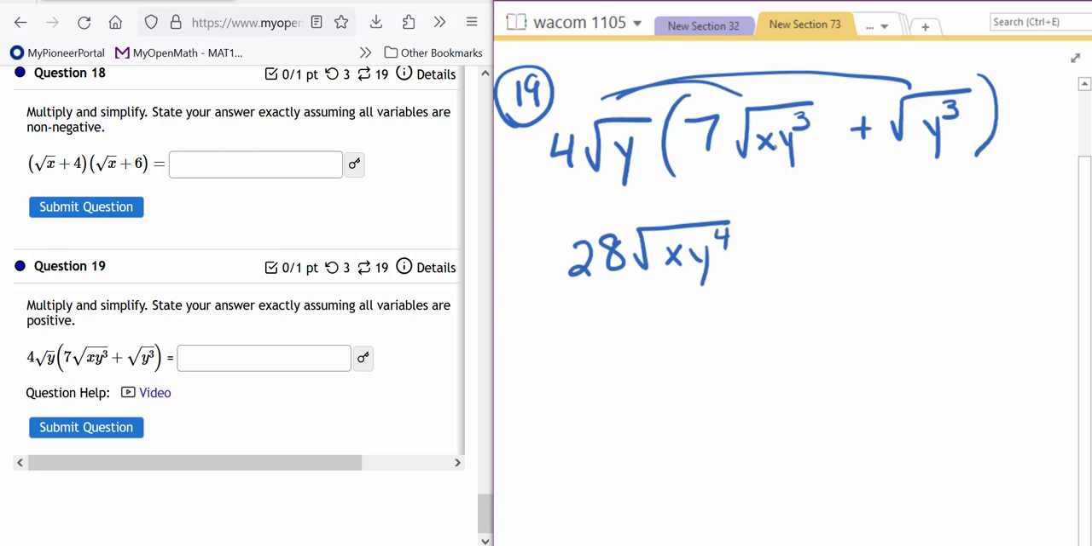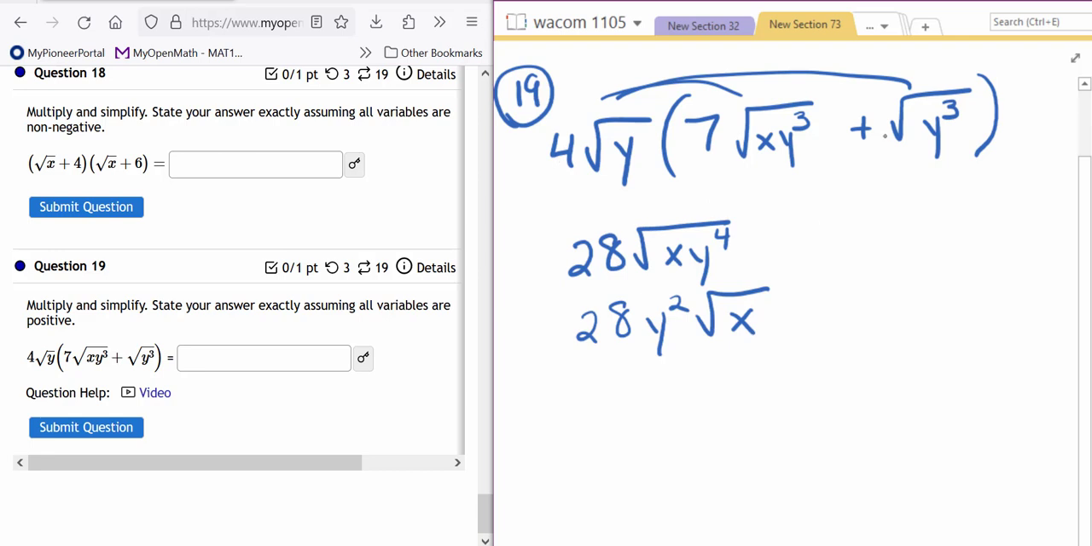So the square root of y multiplied by these. And the pieces underneath can multiply. Right. This we can simplify the y's. So 2, which is your index, into 4 will go 2 times. So this will give us 28y squared times the square root of x. All right, let's see how the next one turns out.